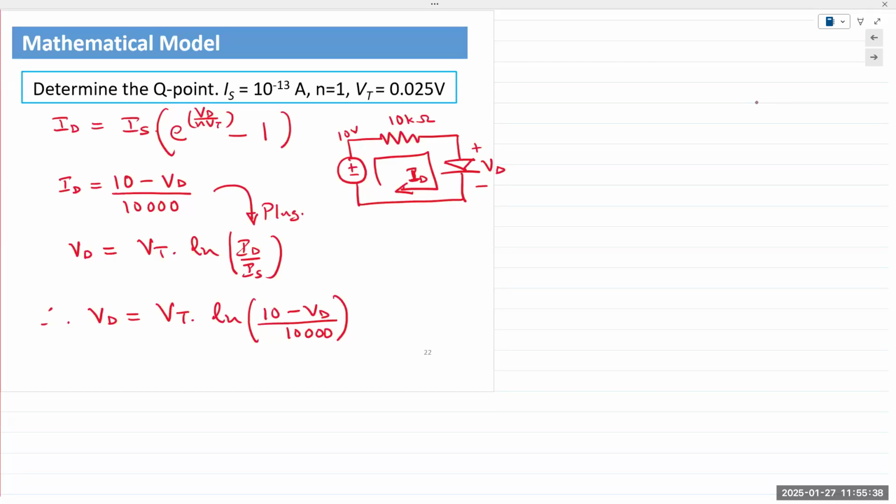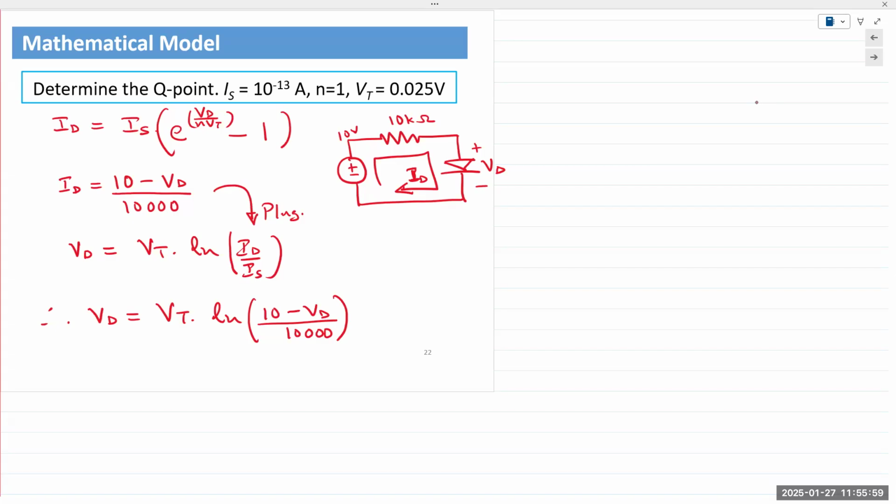So mathematically, yes. Plus 1. Where in this one? Let's see. ID over IS plus 1. Is that what you're referring to?